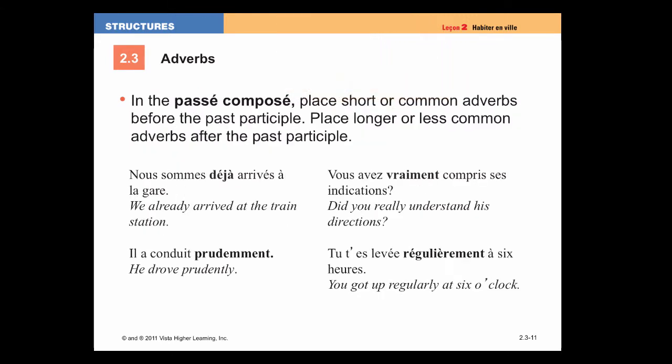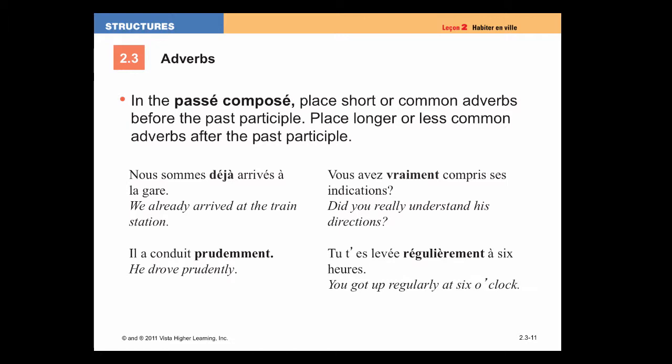Of course, we have some tenses like the passé composé that have more than one word in the verb. In the passé composé, shorter common adverbs are before the past participle and after the helping verb. Same thing would be true for other compound tenses such as the plus-que-parfait. Let's look at one. Nous sommes déjà arrivés à la gare. We already arrived at the train station. Déjà, we say it first, we already arrived. They say, nous sommes déjà arrivés.